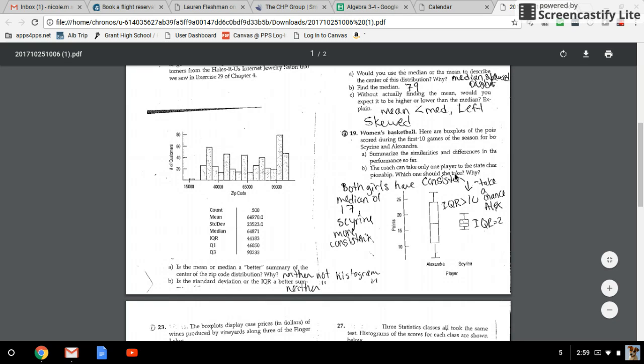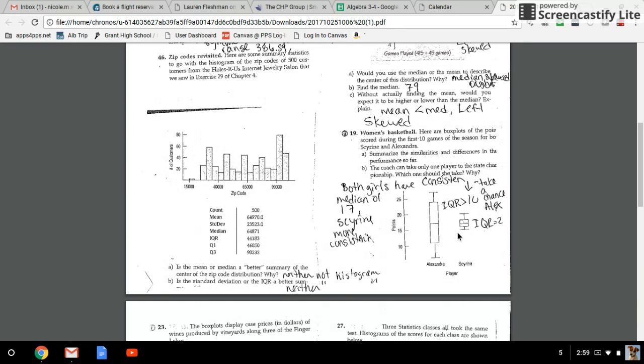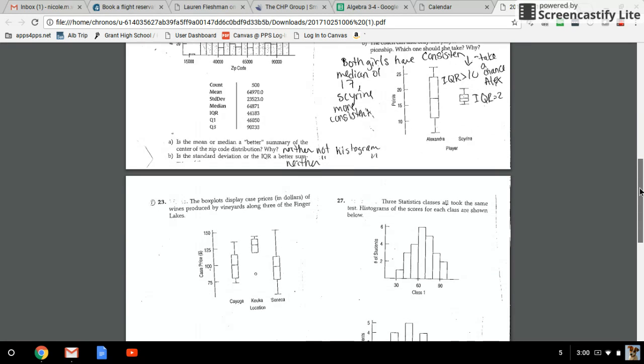If I was to figure out which team or which player to bring, I think it just matters. As a coach, if you want a more consistent game, I would take Serena. If I wanted to take a gamble and a chance, I would pick Alex. And the reason I would pick Alex is because, wow, she can score up to 27 points, but she can also score as little as 5. These are one of those questions where, as long as you explain yourself, either answer could potentially be correct. I'm going to go in order, so I'm going to go down to 23.